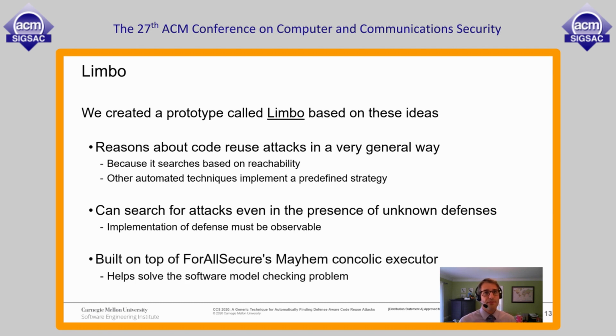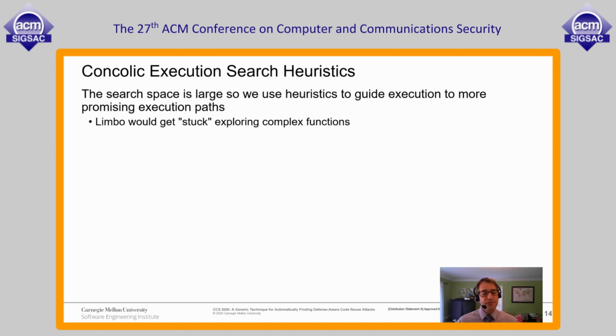Implementation-wise, Limbo is built on top of an existing tool called Mayhem, which is a binary level concolic executor. And I don't have time to go into the background of how those work, but at a high level, this helps us solve the software model checking or the reachability problem. And one way you can think about Mayhem is that it's doing a lot of the heavy lifting as far as the program analysis goes inside of Limbo. Now, obviously, there are a lot of details in what we had to change inside of Mayhem to get Limbo to work effectively. But one of the most important ones is that we had to modify the search heuristics that were a part of Mayhem.